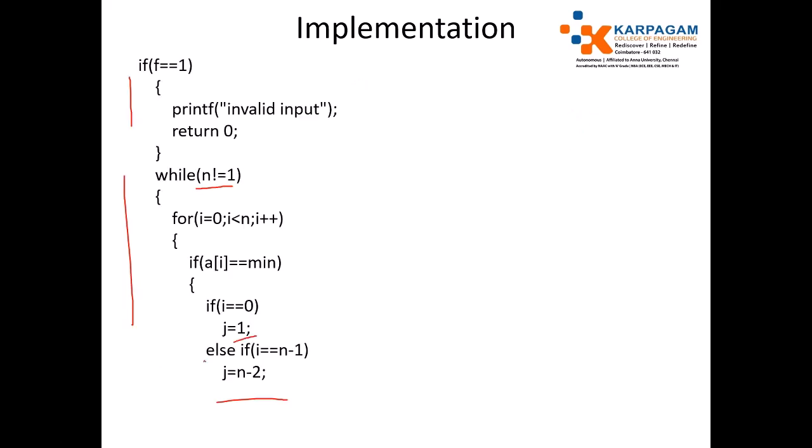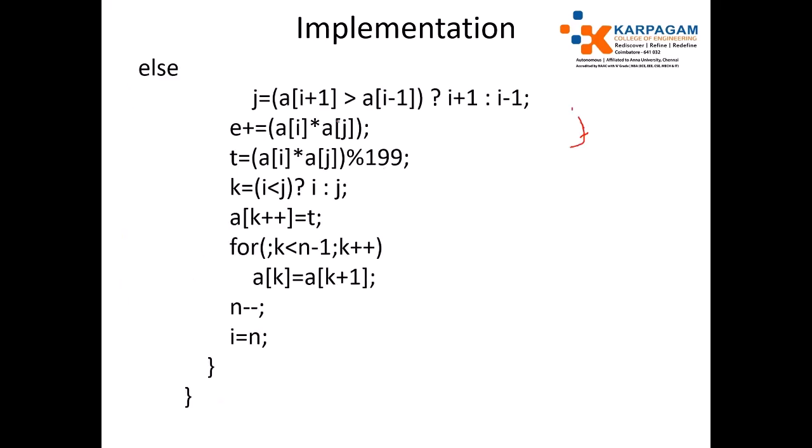So I have identified the smallest element, and this smallest element is multiplied by the element which is greater, of A[i minus 1] and A[i plus 1]. Before multiplying the value with A[j], A[i], we need to check whether A[i plus 1] is greater than A[i minus 1]. If it is so, just record the index value and multiply with A[i]. Finally, you will get the maximum energy, which is added to E, energy E.